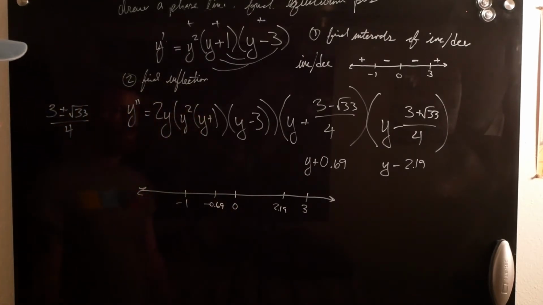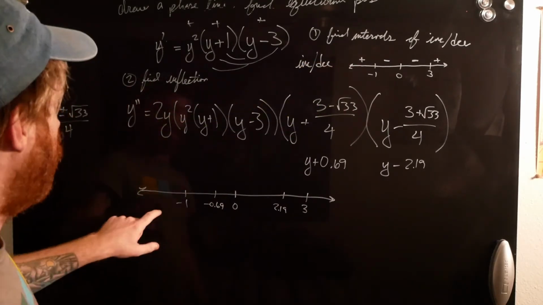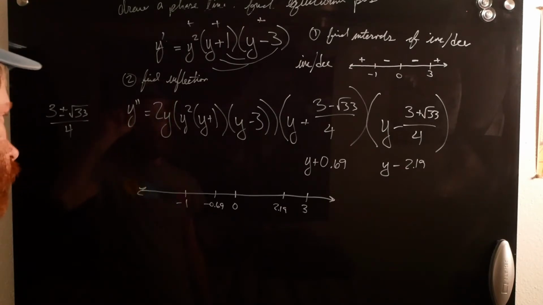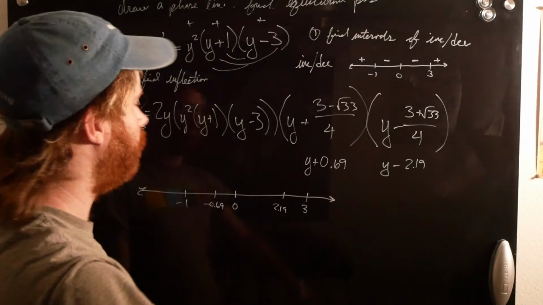Okay. So now what we're going to do is the exact same thing we did up here. We're going to plug in some point that is between negative infinity and negative 1. So we'll pick the easiest one, right? Negative 2. And we're going to test every single one of these for inflection.